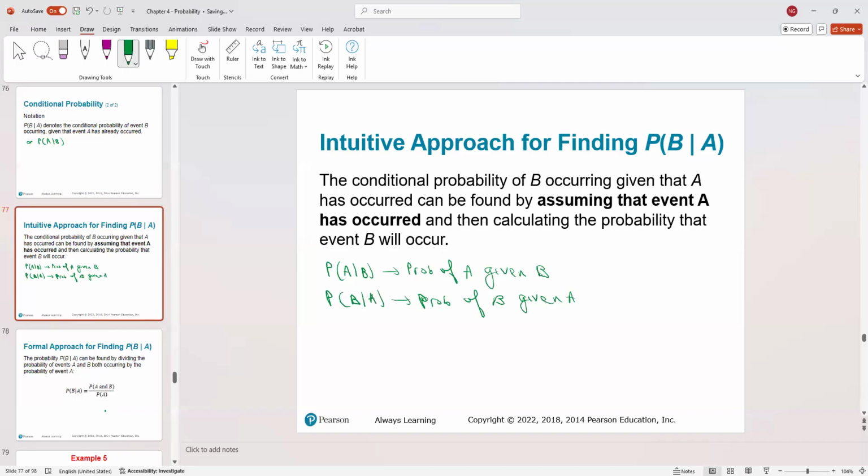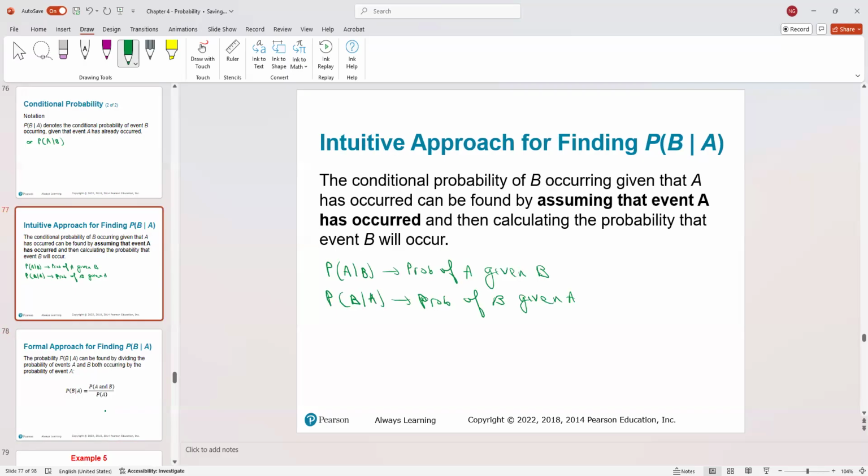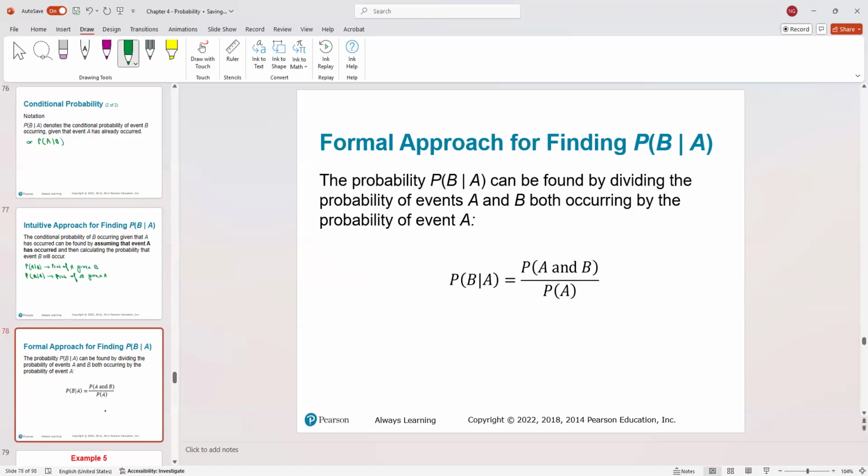With two events, you can use this. Now, this is what happened. We said here that the conditional probability of B occurring given that A has already occurred can be found by assuming that event A has occurred and then calculating the probability that event B occurs. So we have a formula that we can use. The probability of B given A can be found by dividing the probability of events A and B both occurring by the probability of event A. All right, so we have this formula.